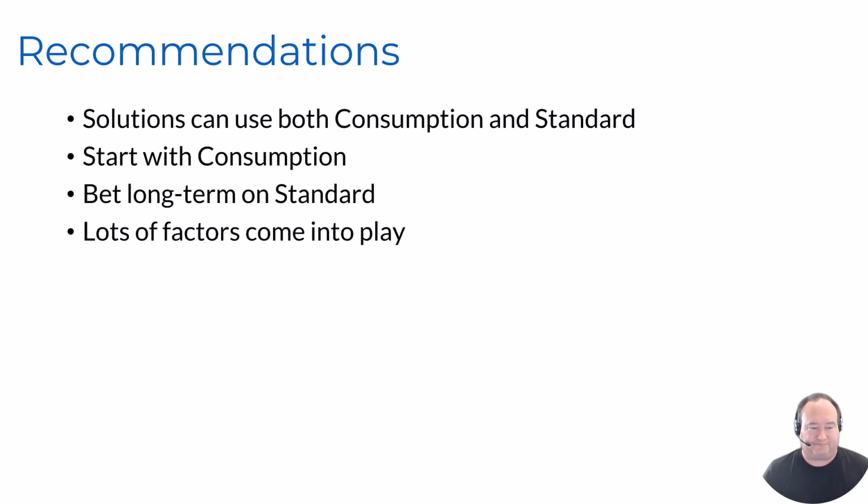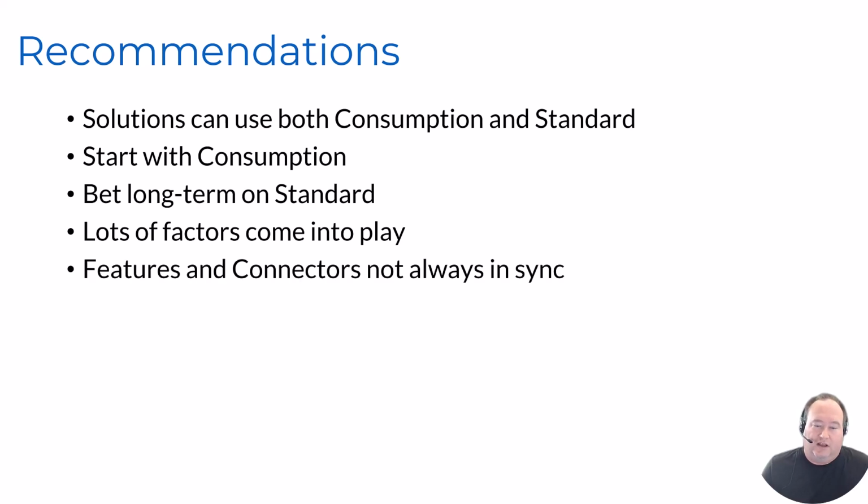So there are lots of factors that come into play. If you have a lot of workflows that don't run very often, that might be a strong contender for consumption. If your network policy enforces that all components must be on your same network, connected via express route, via a virtual network, well, then you're going to have to go to that standard route. And if things don't match between the two, you'll have to come up with a solution that does work for you. Features and connectors are not always in sync.